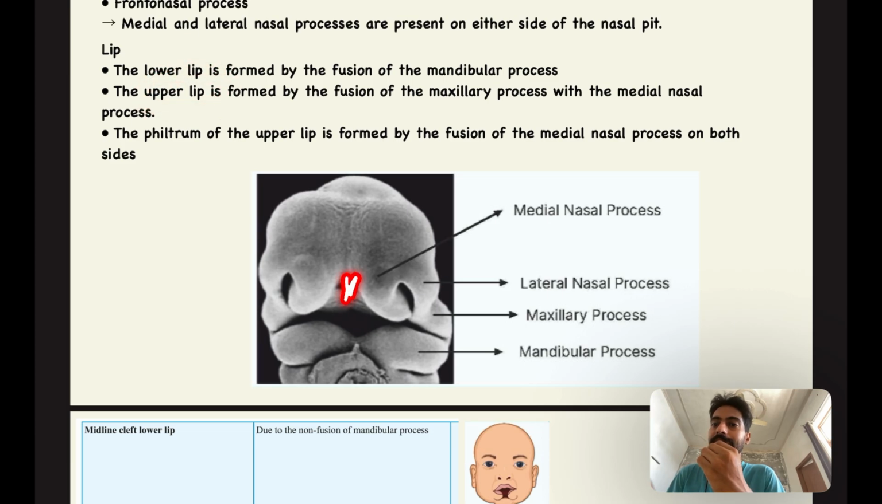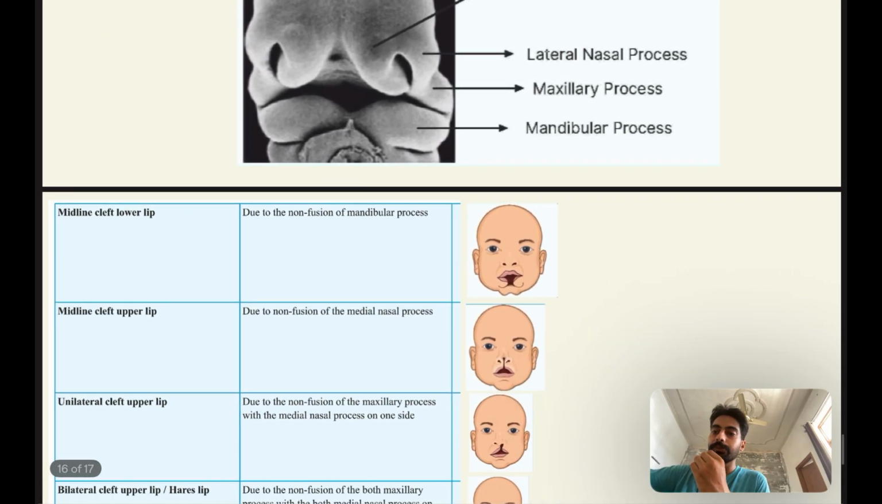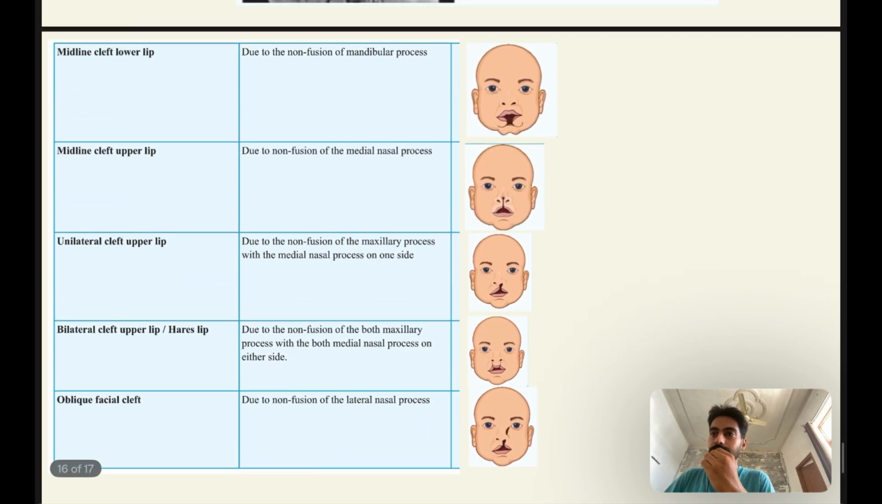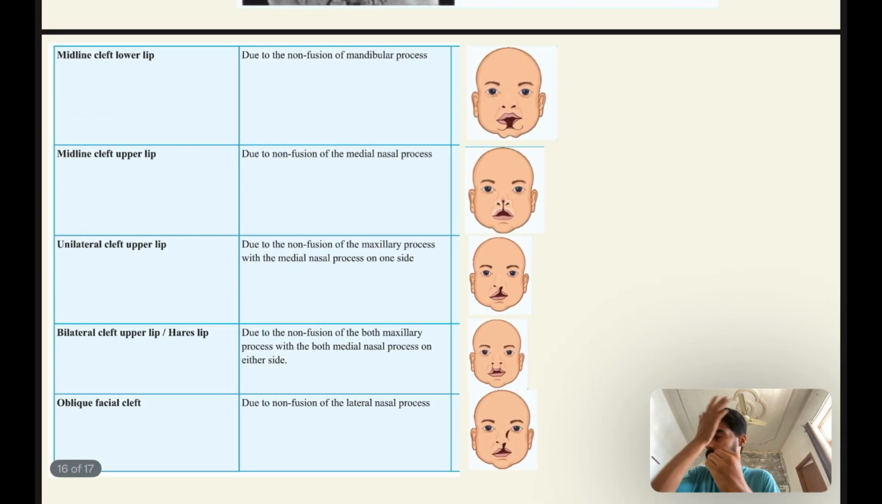And philtrum, this area is the philtrum. Philtrum of the upper lip is formed by the fusion of the medial nasal processes on both sides. When these fuse, then our philtrum is produced. Okay, so now we have to know about some congenital defects.